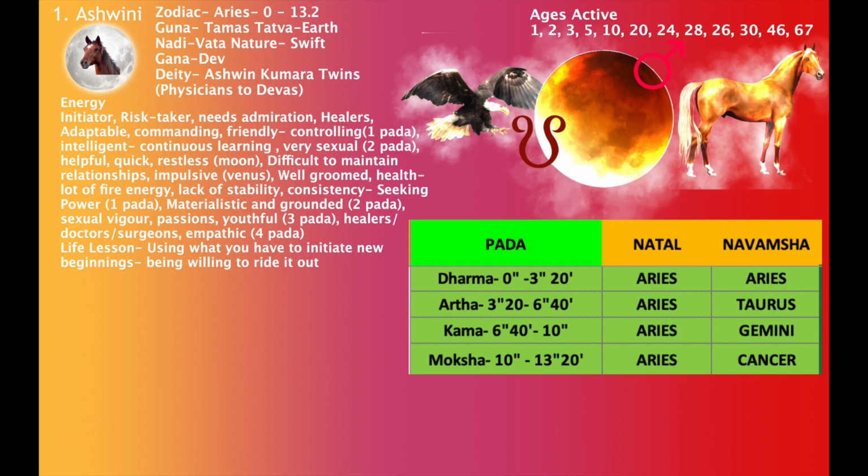Look at the dispositor of the sign itself. Ashwini falls all within Aries itself. So obviously you have to look at where Mars is sitting, the lord of Aries. Before you go on to Nakshatra Pada, see how Mars is placed. If it's placed in fire signs or air signs, it will be stronger as opposed to water signs. Now let's get into the podcast and examine each one of the padas.